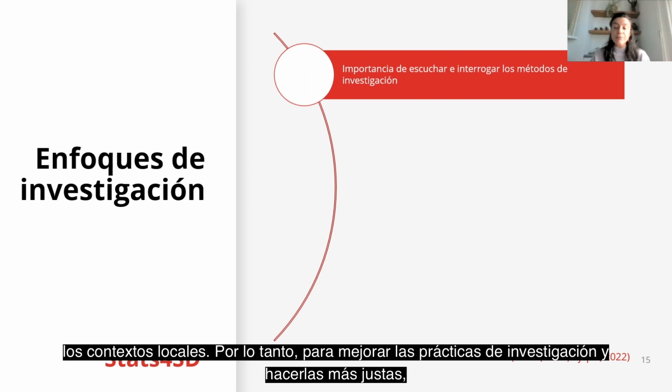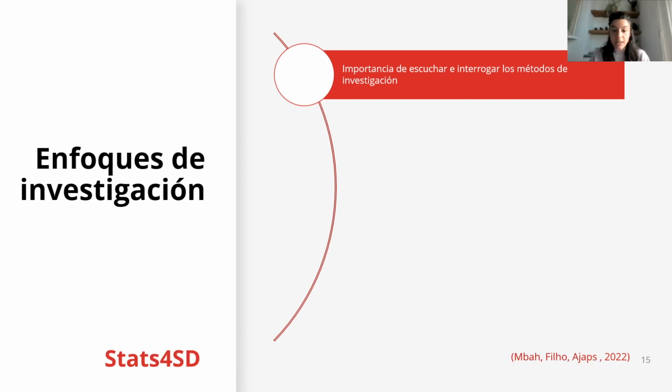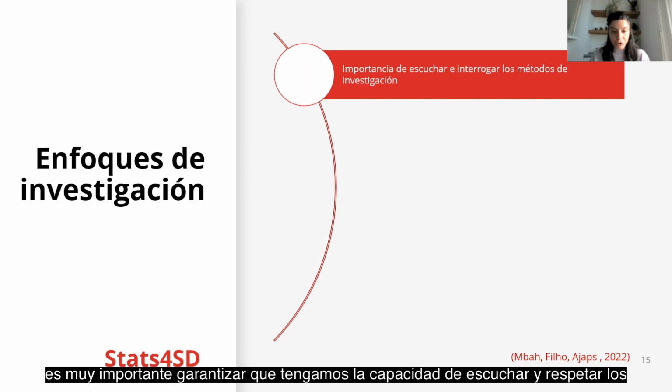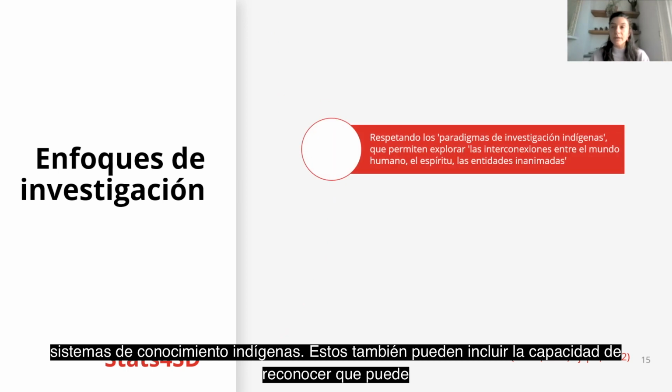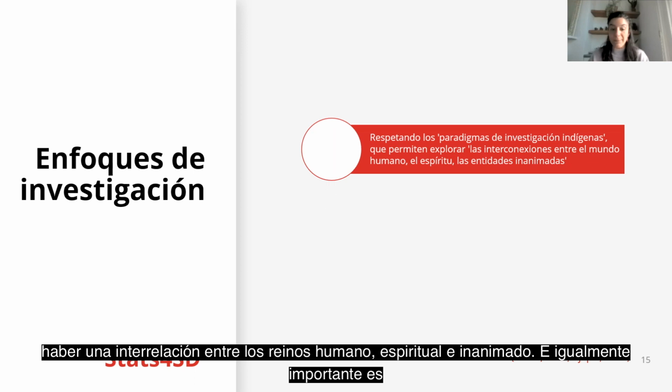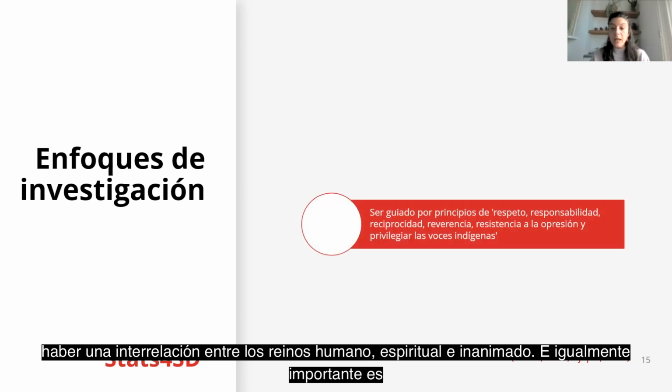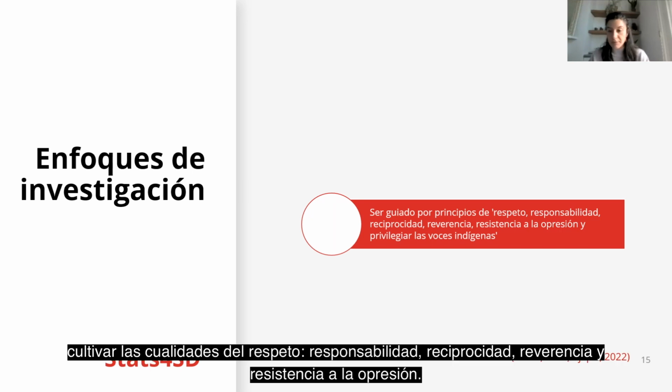Therefore, in order to enhance research practices and to make them more just, it is very important to ensure that we have the ability to listen and to respect indigenous knowledge systems. These can also include the ability to recognize that there may be an interrelation between human, spiritual, and inanimate realms. And equally important, it is to cultivate the qualities of respect, responsibility, reciprocity, reverence, and resistance to oppression.